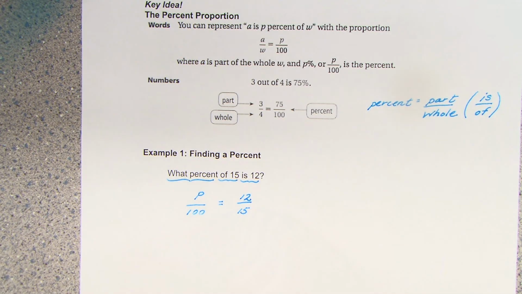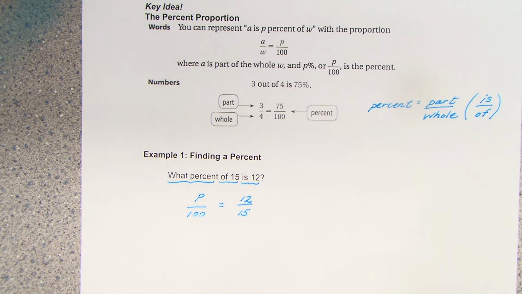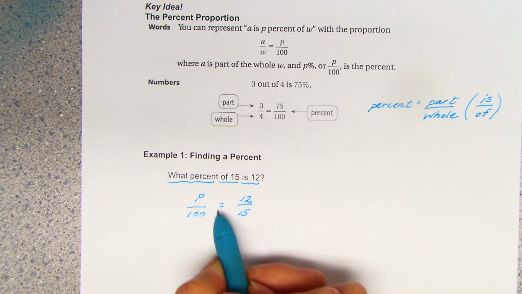Now, lots of times, the small number is the part and the larger number is the whole. But you can't use that all the time because sometimes percents are larger than 100, right? So you have to actually look at the problem and think, what's the part and what's the whole, or use the little trick, right? Then you can go ahead and solve using the cross products property.